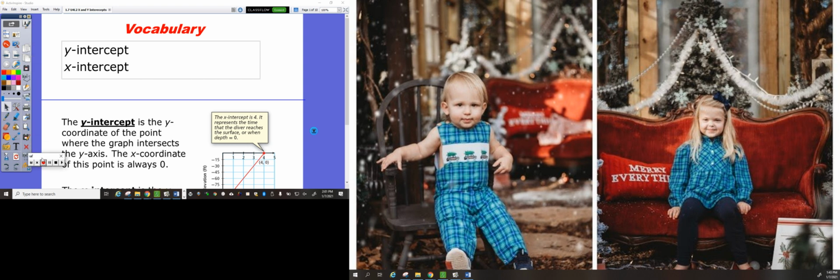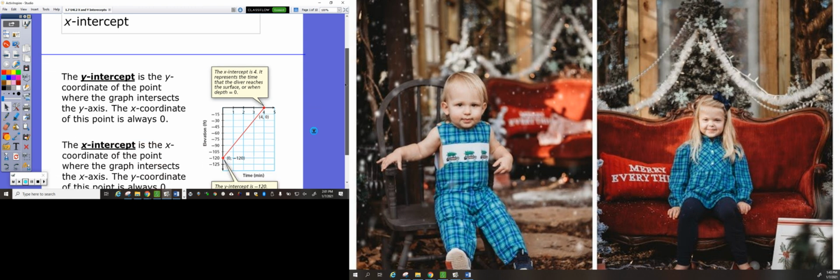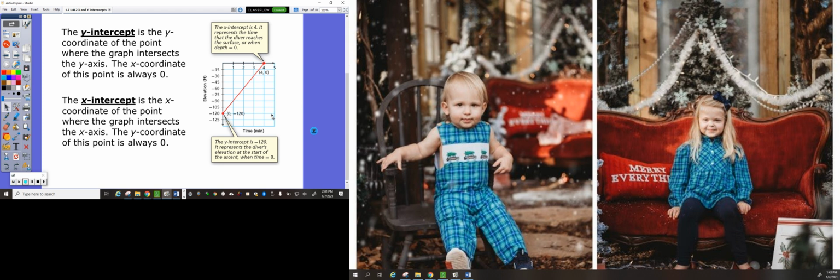We are going to be using the x and y intercepts. Now, the y-intercept is particularly important because you're going to use that a lot when you're doing slope-intercept form. Okay? But again, the x-intercept is that point where it crosses the x-axis. And of course, the y-intercept is again that point where it crosses the y-axis. Okay, so that's the definition of the x-intercept and the y-intercept.